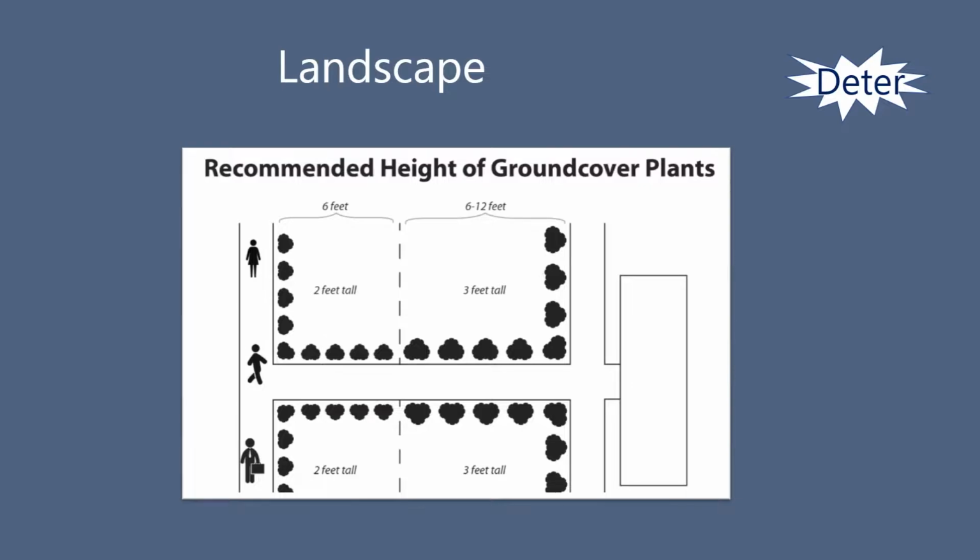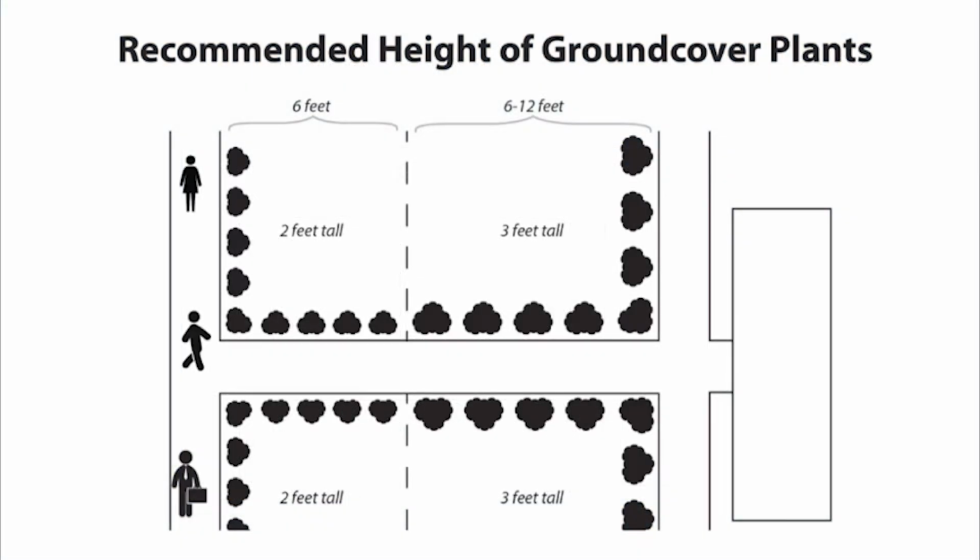Again, these are National Crime Prevention standards. On the right of the picture there, that would be the actual structure, and then to the left is going to be the roadway or the sidewalk to the business. So any landscaping that you have in front of the property within 6 feet of the sidewalk or roadway should be no taller than 2 feet. And then as you move beyond that 6 feet closer to the structure, you don't want any plantings to exceed 3 feet in height.